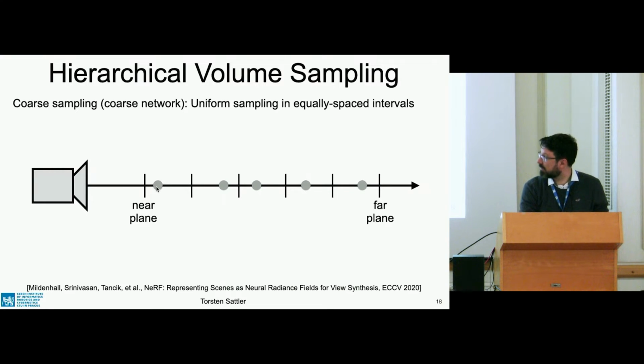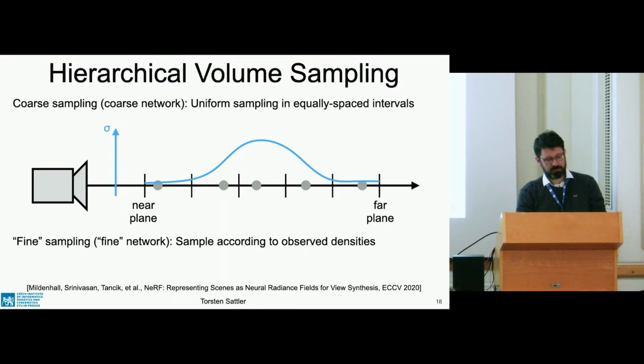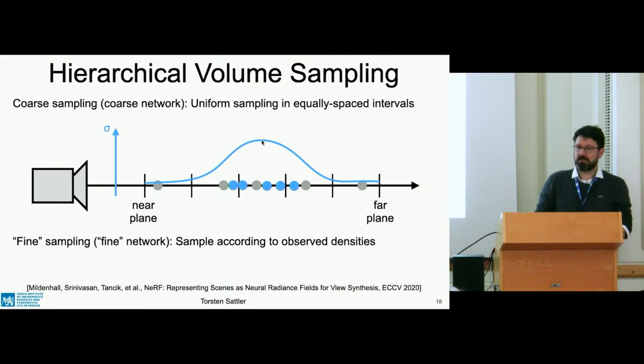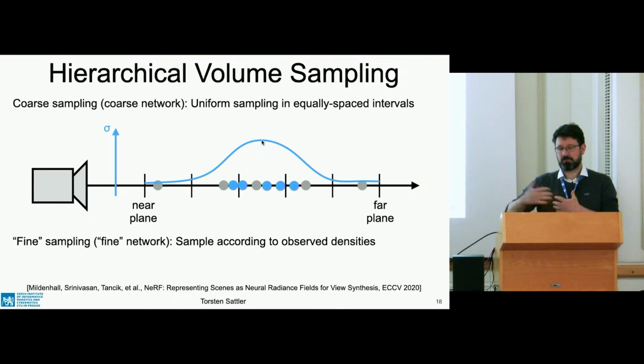But if you evaluate the network at these sample points, you actually get an idea of how the volume density is distributed, because for each sample point you get a density estimate. So you can fit some sort of curve, and then do a second sampling step, where you would draw your samples according to the volume density that you have observed before. So the idea of this fine network is that rather than trying to uniformly guess where the density is, you get a reasonable guess, hopefully from this coarse stage, and then you do educated sampling. And that typically improves performance quite a lot.